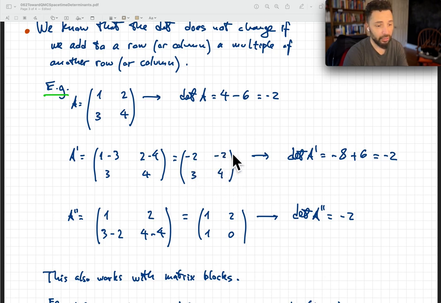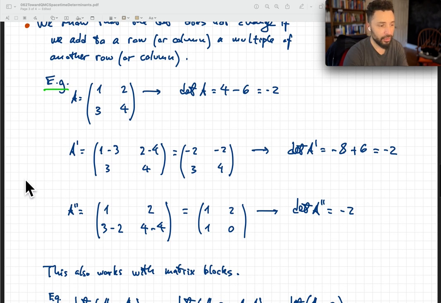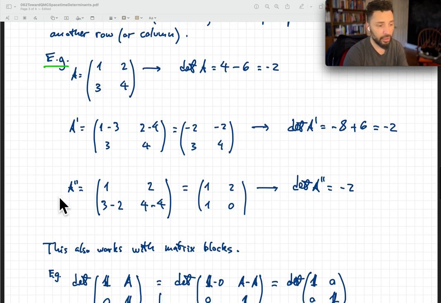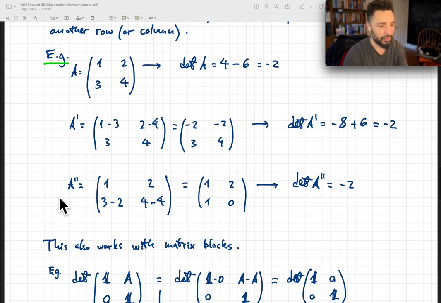If we take the determinant of this, we get minus 2 times 4, that's minus 8, minus 3 times minus 2, so that gives us a plus 6, once again minus 2. So you see it's the same result. We could do something else. We could leave the top row unchanged, and subtract twice the first row from the second row. And we could have done this with columns, by the way. I'm doing it with rows because it's easier right now.